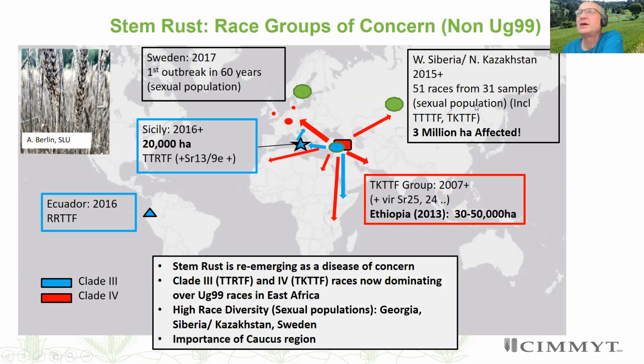In Western Siberia, Kazakhstan, we've seen an estimate of probably around 3 million hectares affected by stem rust. And in this area, it's clearly a sexual recombining population. Similarly, we've seen the same occur in Sweden, so again, very high race diversity. And also now in Georgia, we're seeing the same thing. There are very strong indications we've got sexual populations, and these are the source of new race diversity.